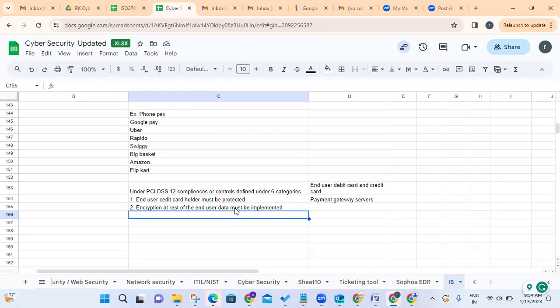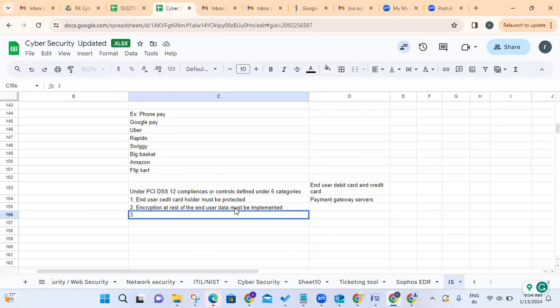Let's say yesterday's entire question: what is data anonymization? Masking of the confidential data of the end user is called data anonymization. Okay, so that encryption must be implemented.